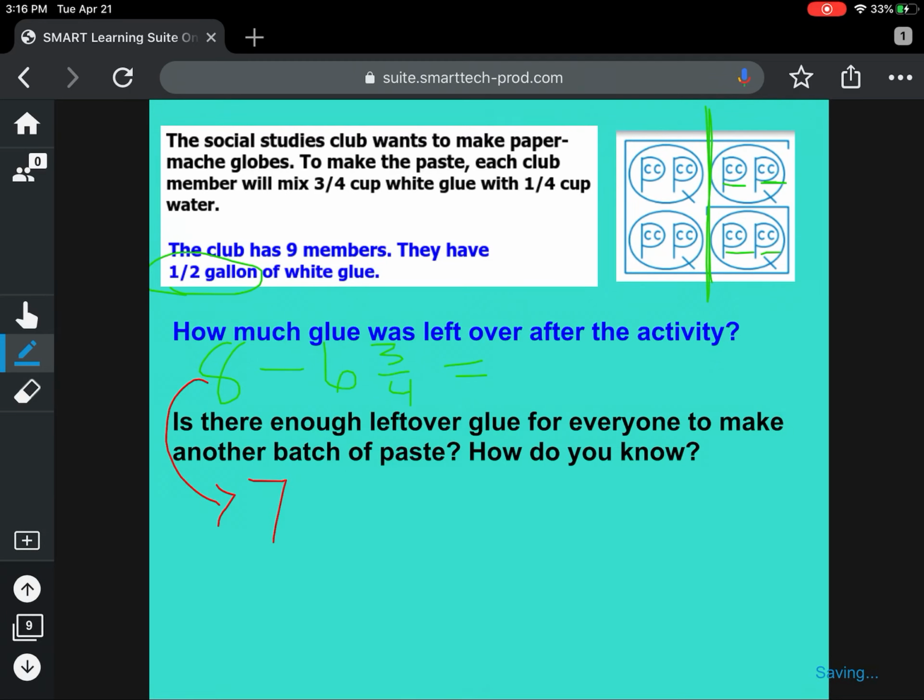So I'm going to represent that 8 as a whole number and a fraction. Remember, 4/4 is the same as a whole. So when you put 7 and 4/4 together, it's equivalent to 8. Then we can subtract 6 3/4. Subtract the whole numbers, subtract the numerators, and leave the denominators the same. So how much glue is going to be left over? 1 1/4 cups of glue.